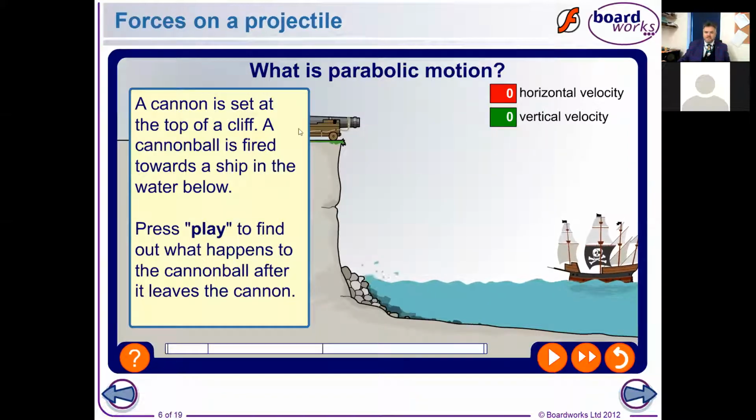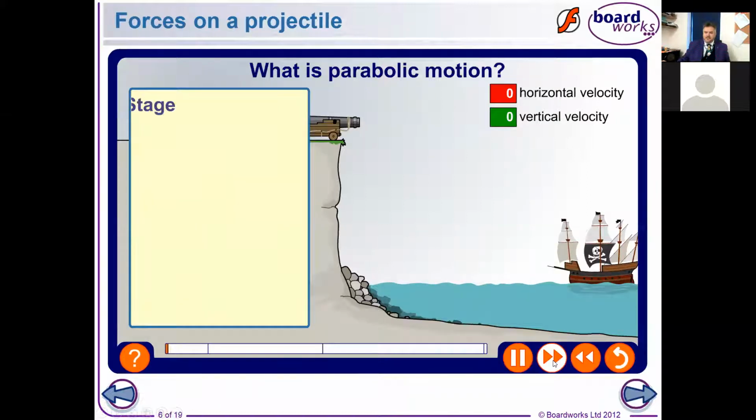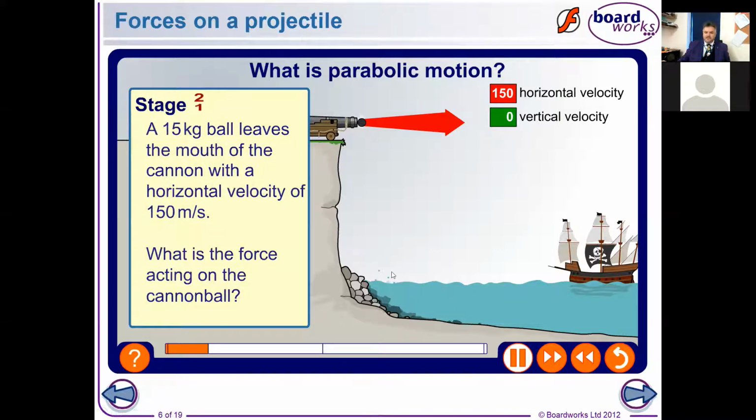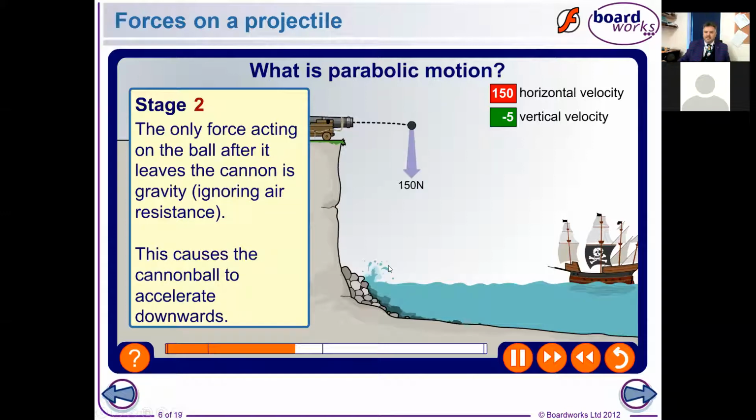So an example of parabolic motion is to imagine you've got a cannon here firing a cannonball at a ship. As the cannon fires the cannonball, the 15 kilogram ball leaves the mouth. It's got a horizontal velocity of 150 meters per second. So if we think about it, the only force really acting, because it's a cannonball, so air resistance is fairly insignificant, we've only really got the weight of the ball actually acting downwards. So as it moves through the air, it's going to be accelerating downwards.